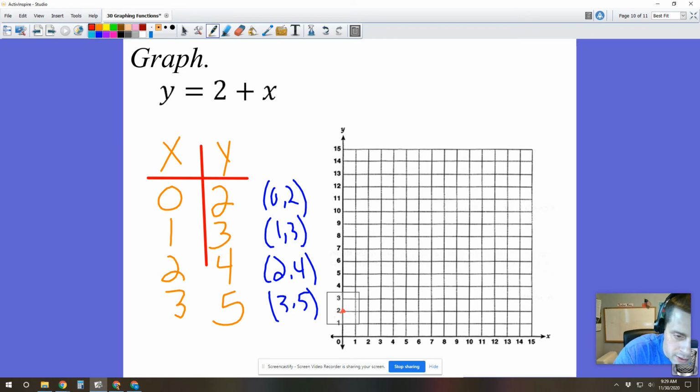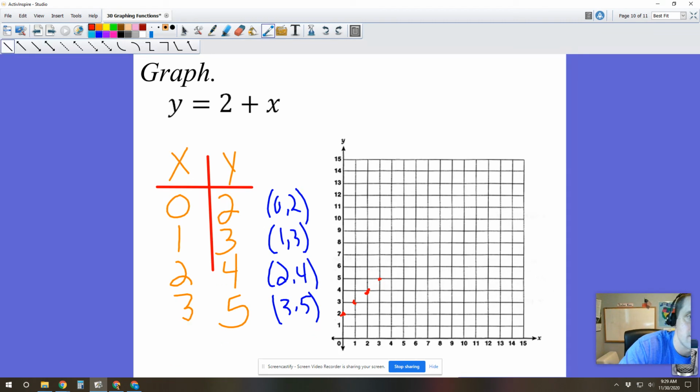(0, 2) is graphed here. (1, 3), (2, 4), and (3, 5). Connect the dots. And there is your graph, y equals 2 plus x.